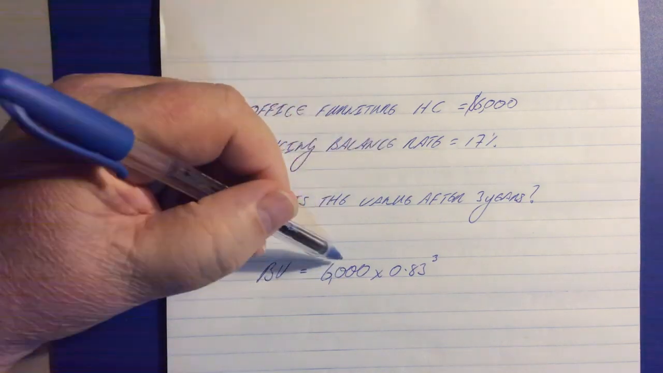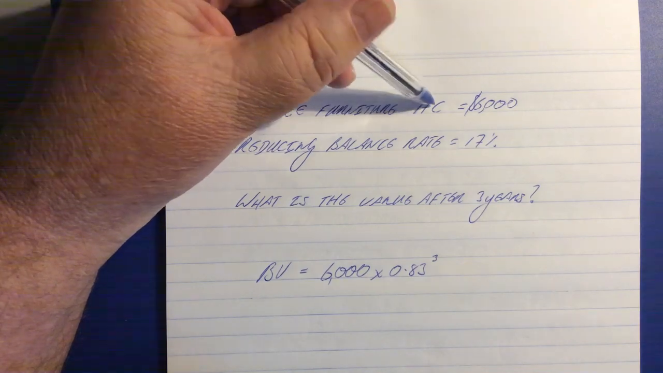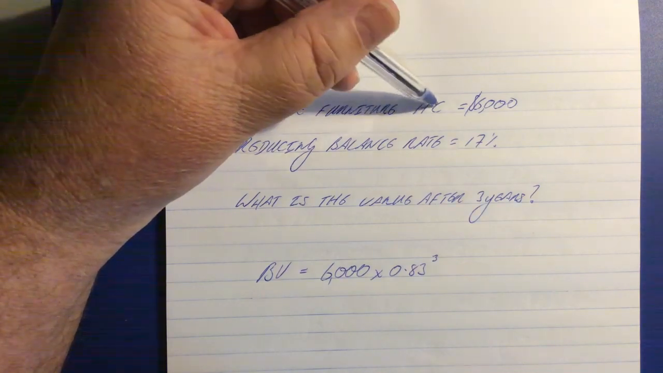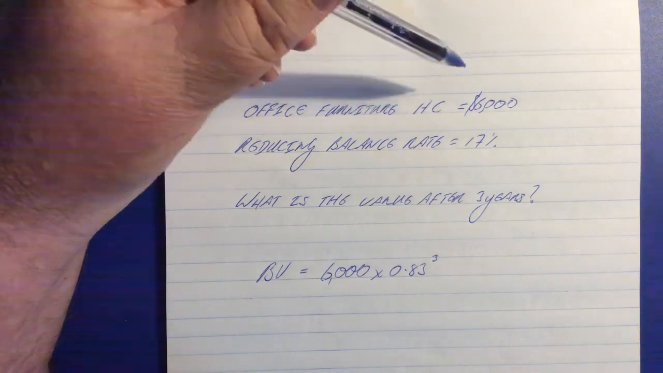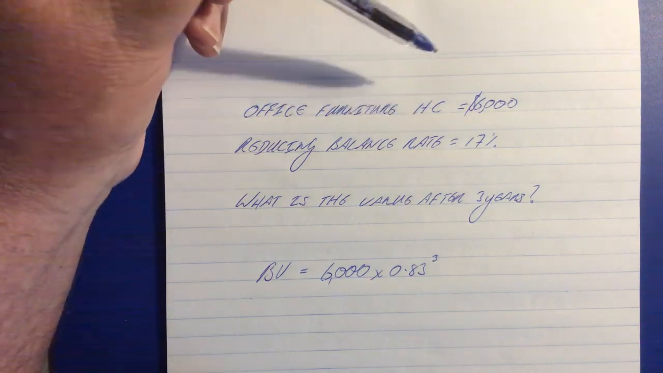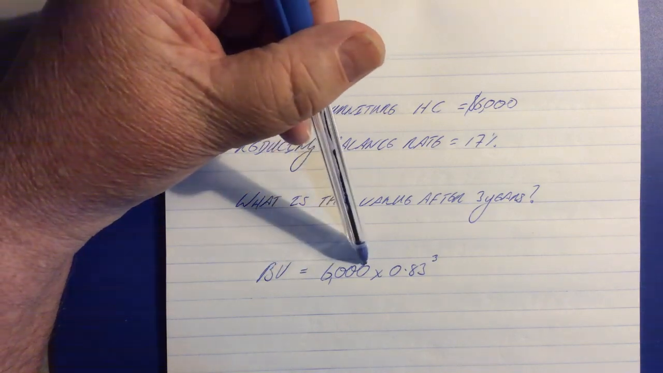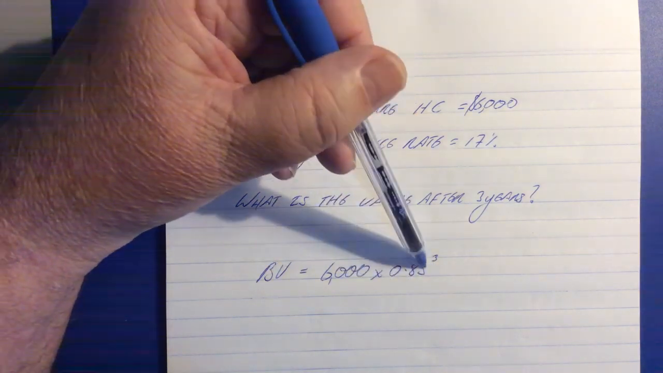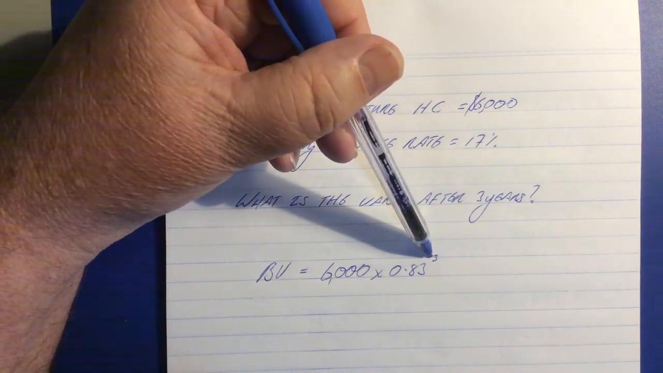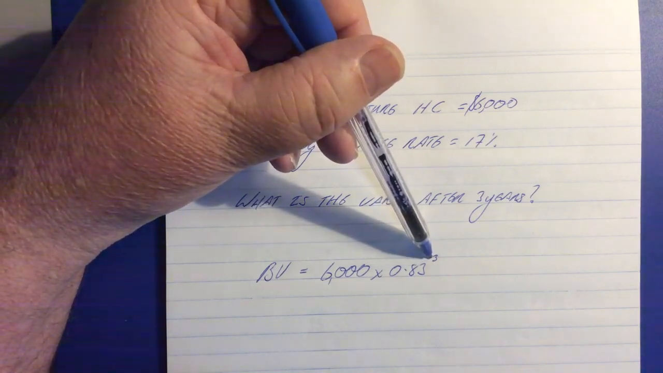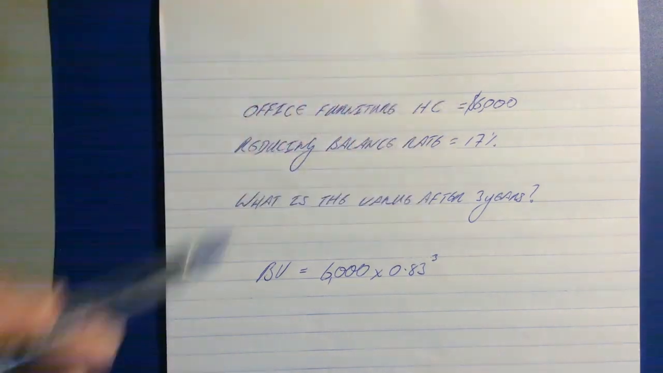This value here, $6,000, I've abbreviated a term up here, historical cost. You could call it purchase price. So how do we do this? Well, the book value is equal to the purchase price times this number, and in this case we're looking for 3 years, so we have this little index up here, this exponent of 3.